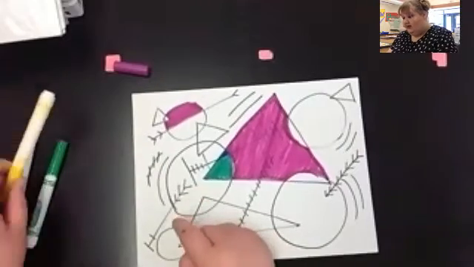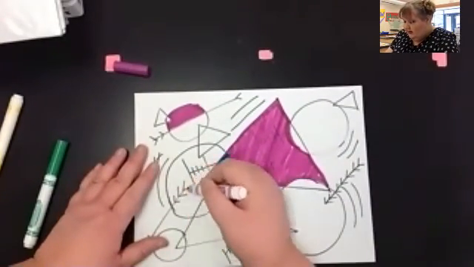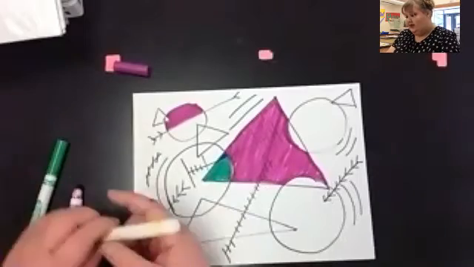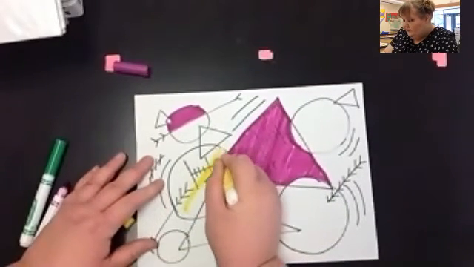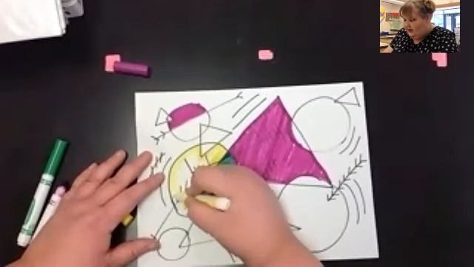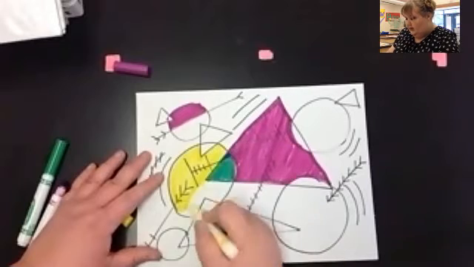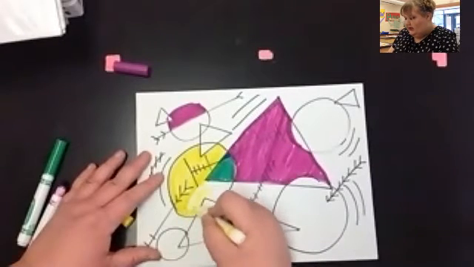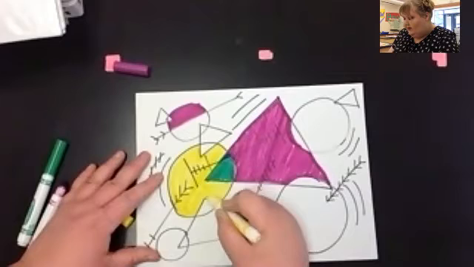So this would be a great place to either use my pink again. So I could use pink in this, but I'm actually going to go ahead and use a yellow. And see, I'm hitting the triangle again, so I'm actually going to go around that triangle and color in. So really try to use a different color in each area where they overlap.